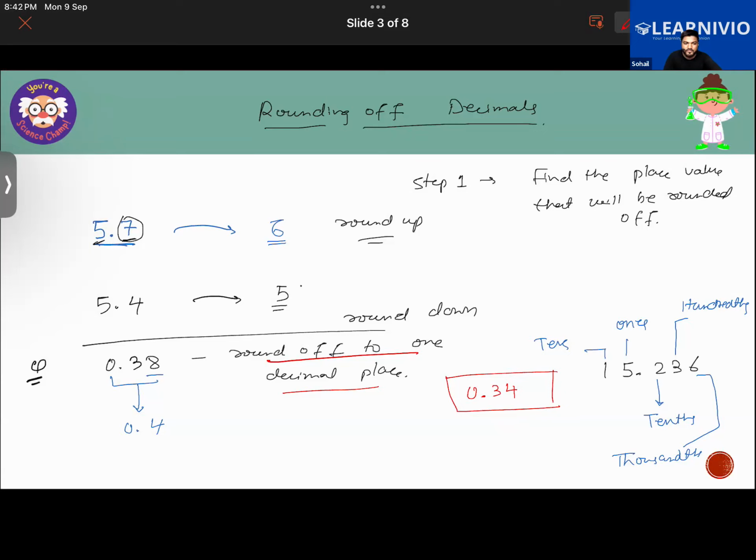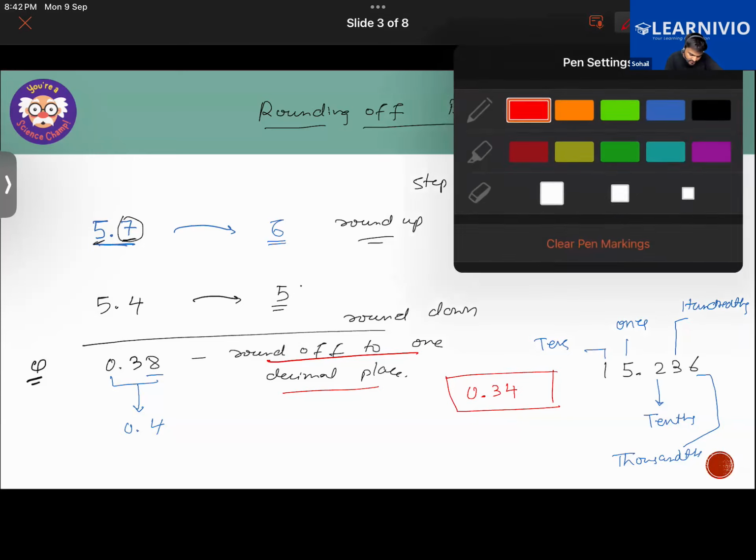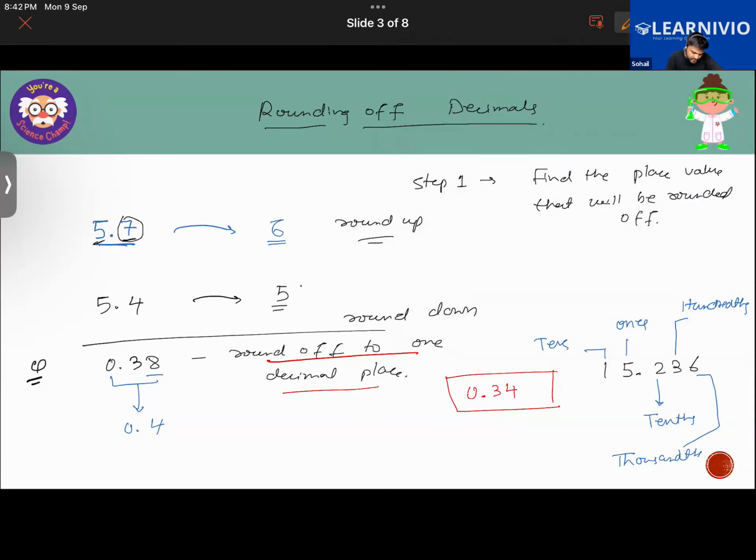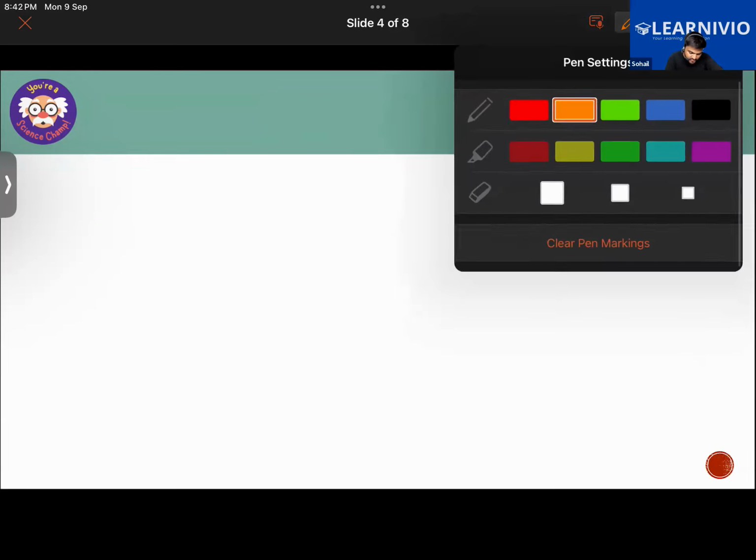Sumaya, what about you? Yes, Sumaya. Sir, the answer is 0.3. 0.3. Very good. So both of you have understood this. So far what we learned is how we can round off to one decimal place. Now let us take some more questions.